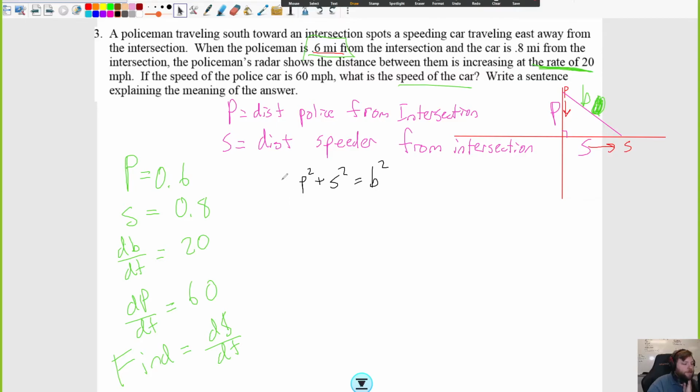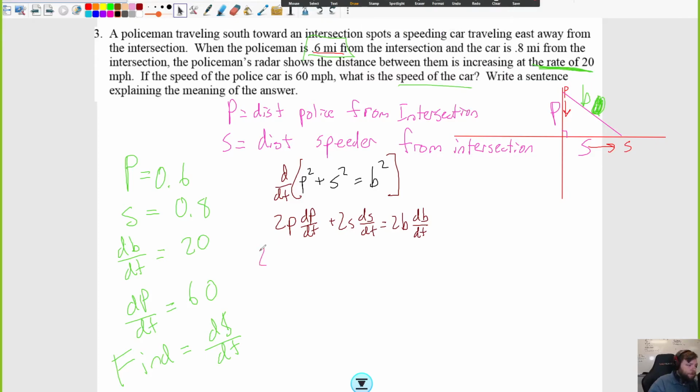So if I derive these things, I'm going to derive both sides. Get 2p dp dt plus 2s ds dt equal 2b db dt. And I would just start plugging things in. Obviously, I'm going to need more information. I think you guys can see that.